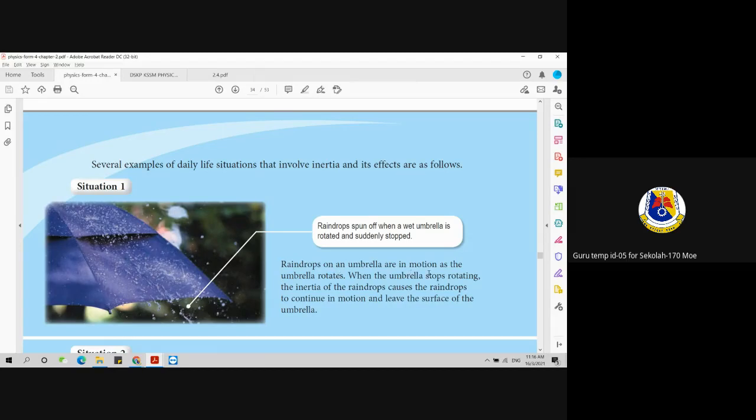So when the umbrella stops, the inertia of the raindrop will cause the raindrop to continue in motion. So you rotate, and suddenly stop. The raindrops will continue to move and leave the surface. Actually, it's when we're using the umbrella. After that, I will rotate it also, so the raindrops above the surface become less through this motion.